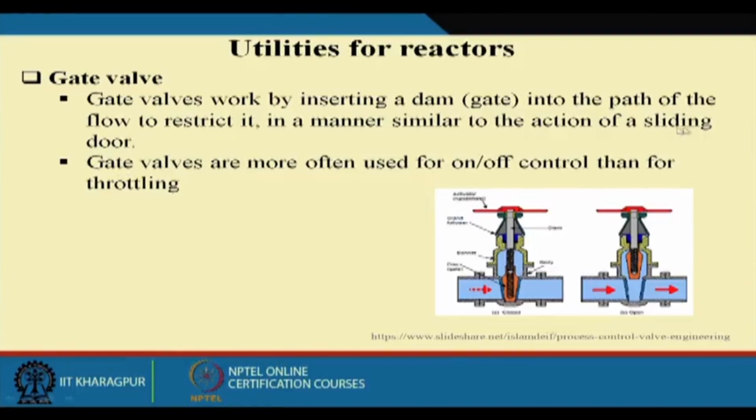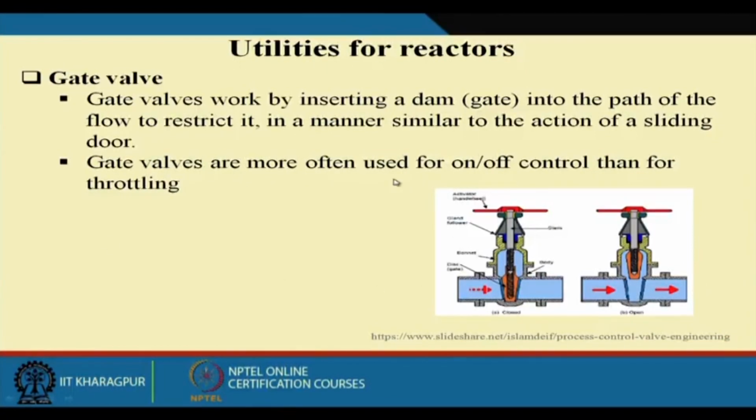So it is just like a sliding door. If you open it, everything is open, and if you close it, everything is closed. In this valve also, when it is coming down it is totally closed, and when it is open, it opens totally. So when liquid is flowing through, there should not be any hindrance to the flow. No friction, no hindrance. All the liquid will go out like that.